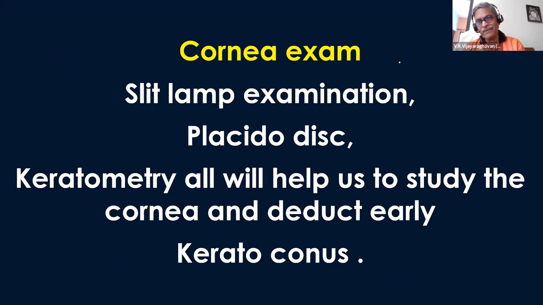Now you examine the cornea with a slit lamp. There are so many investigations, instruments are there. You can examine the placido disc for astigmatism, keratoconus, so many things. That means you have to examine the cornea thoroughly, whichever instrument is available with you. But never forget to do your slit lamp examination. If you have a placido disc, agreed. Never forget to see your endothelium. With your slit lamp itself, you can do that, a specular reflection. These are all the various things, corneal examination must.